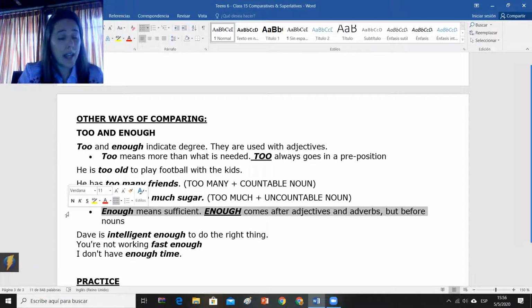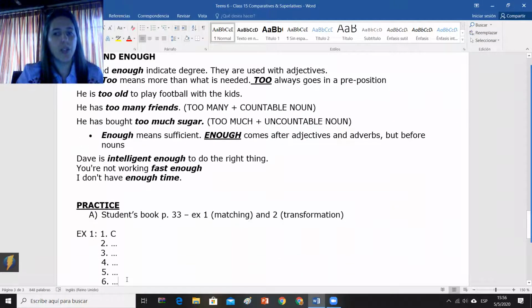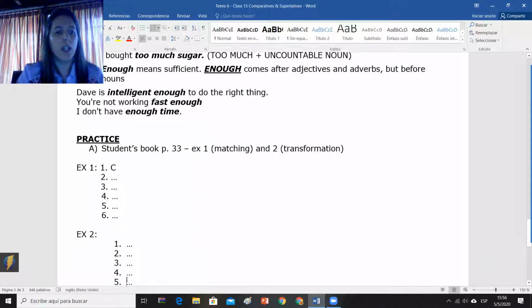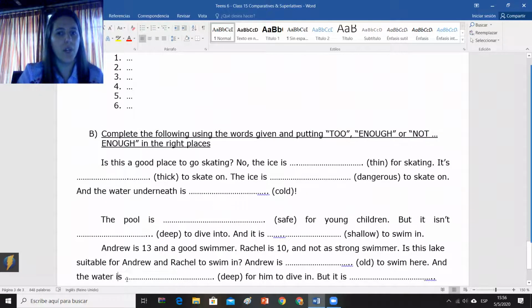Dave is intelligent enough to do the right thing. You are not working fast enough. I don't have enough time. So, adjective or adverb, and then enough, and enough plus a noun. Then what you have is practice. Okay, we have activities from the student's book, and then one activity here in the main file. Practice too or enough, or the negative of the verb, yes, plus enough.